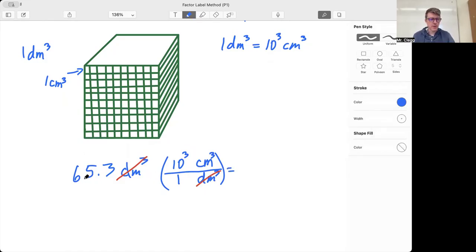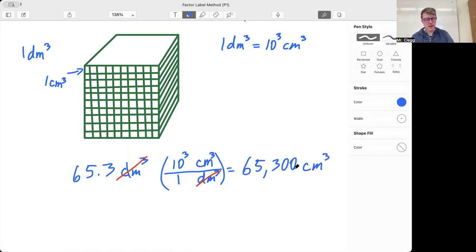65.3 times 10 to the power of 3 equals 65,300. And that would be cubic centimeters.